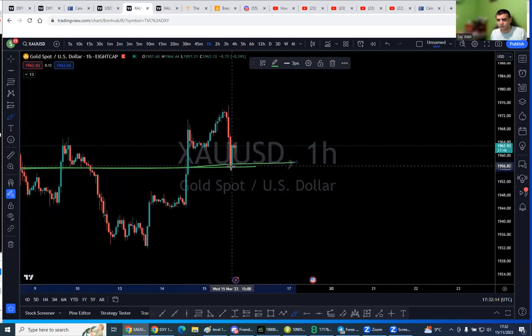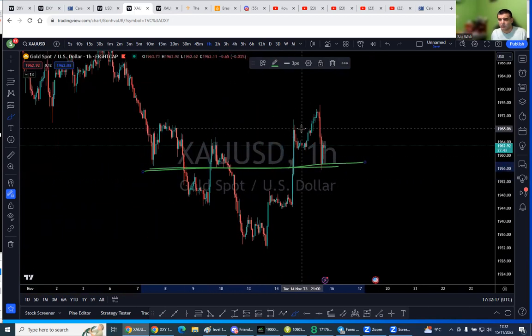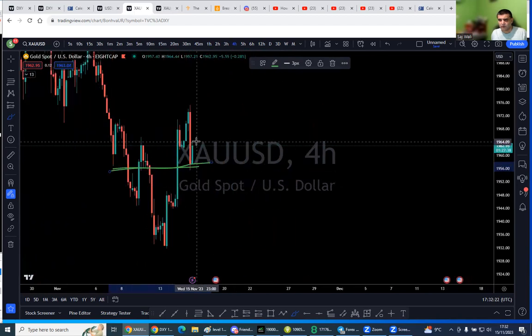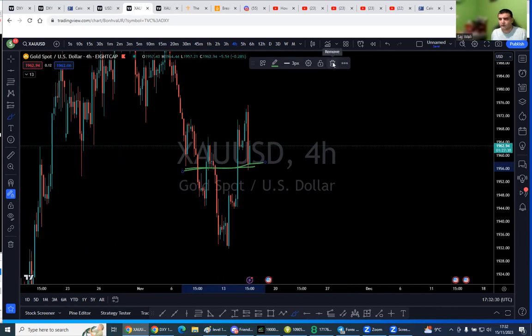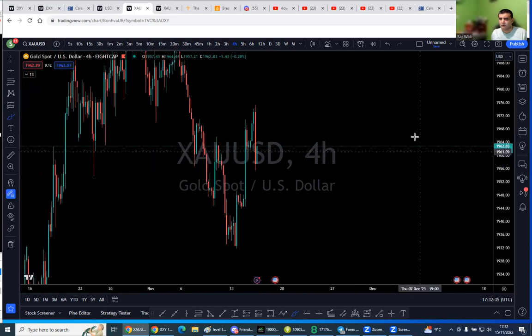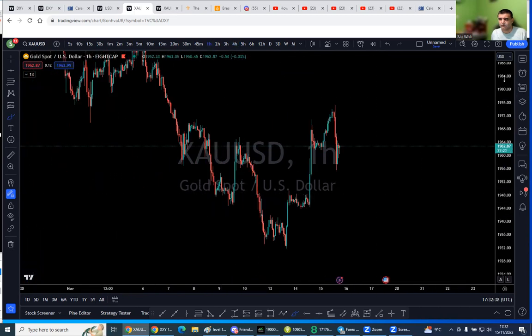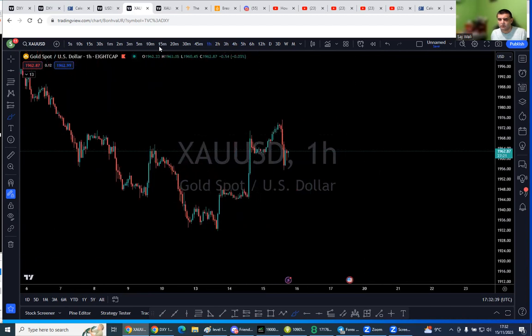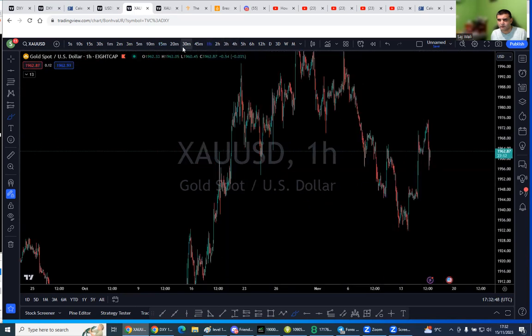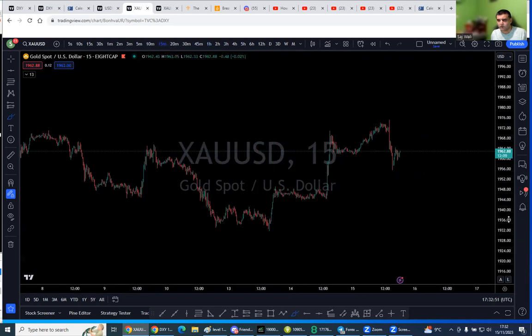In 1 hour we have seen a bullish candle here. However, I would like to see a 4-hour candle close bullish, then we may expect the market to bounce back from here. So that's it as far as the levels are concerned, and now going to the smaller time frame. That's the situation in the smaller time frame.